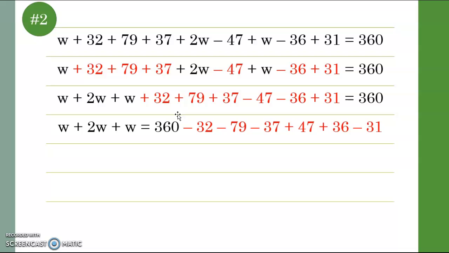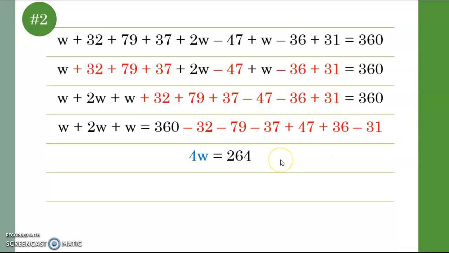And now we're going to do this. Minus 32. Okay, I've got a plus 32, so I wrote minus 32. Minus or subtraction is the opposite of addition. It's the inverse. It's going to let us undo these operations so that we're just left with variables on the left side of the equation. Okay, so minus 32, minus 79, minus 37, plus 47, plus 36, minus 31. Okay, so I've written out all of my inverse operations on the right side here.